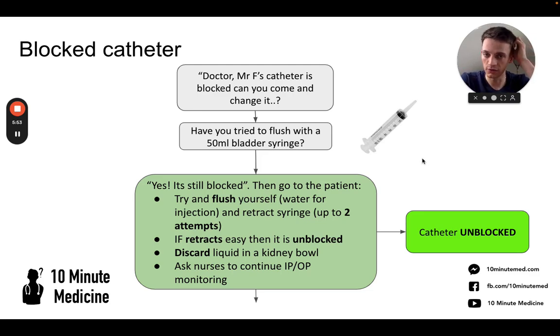So I've created a little flow chart here. The first question you need to ask the nurse is, have you tried to flush it with a 50ml bladder syringe? This often works and may mean you don't need to come to the patient, but if they have and it's still blocked, then you need to go to the patient yourself. I recommend trying to flush it yourself if you're confident, up to 2 times again.